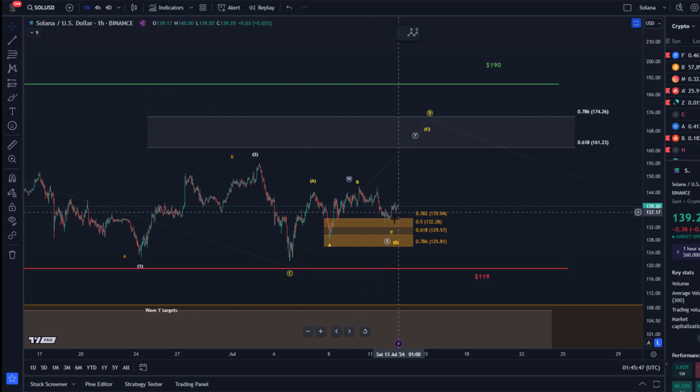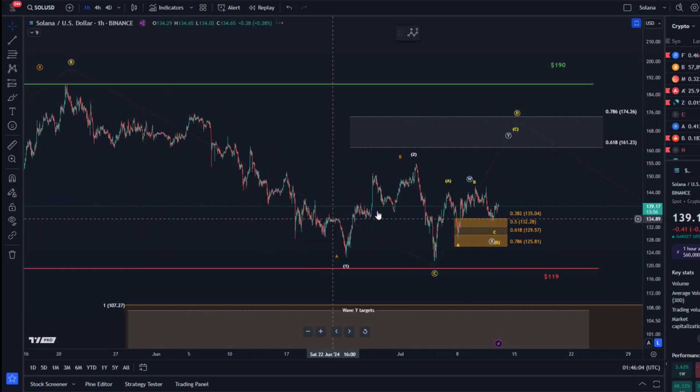Solana has reacted today to the micro support region. Price dipped back into the support region. This is really only a look at the micro patterns. If you're interested in looking at the bigger picture, feel free to check out the previous video. I covered the overall triangle pattern.